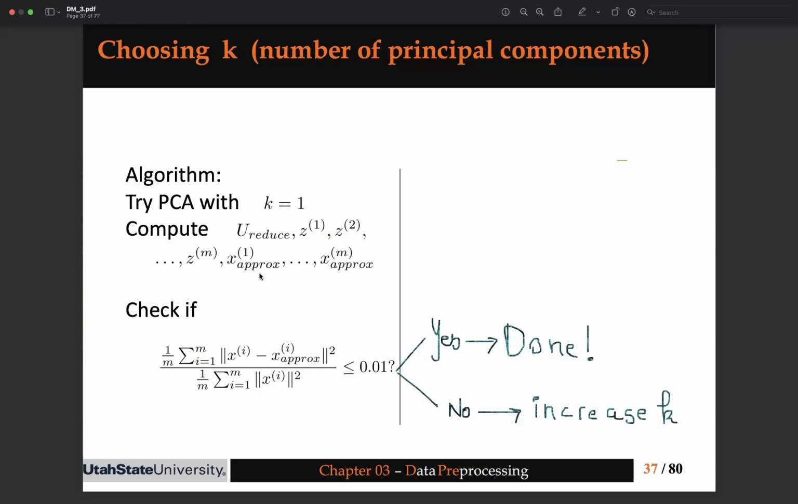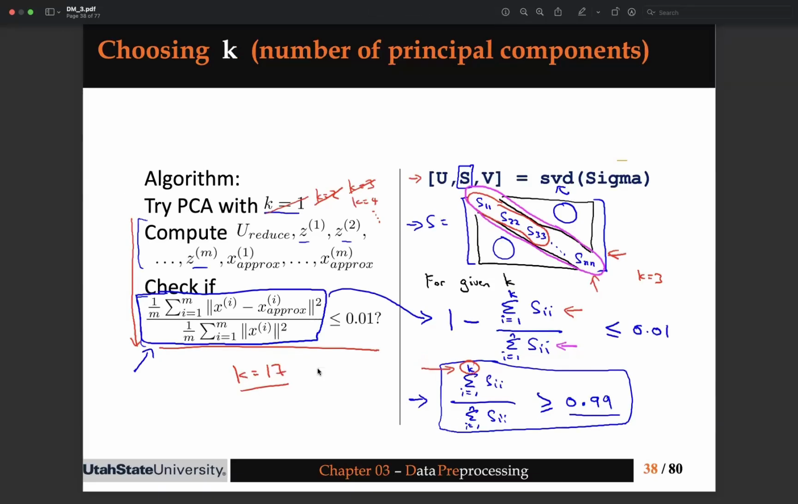Which necessitates computing the z's, then timing it with the U reduce, and still computing this ratio, which is some extra work on my end. Now, there is a nice shortcut, on the right-hand side of this slide. If I am bothered by computing this ratio, there is a nice approximation, or a proxy, to it. And the proxy is nothing but 1 minus taking S, which are the eigenvalues from the eigenvalue matrix over here.